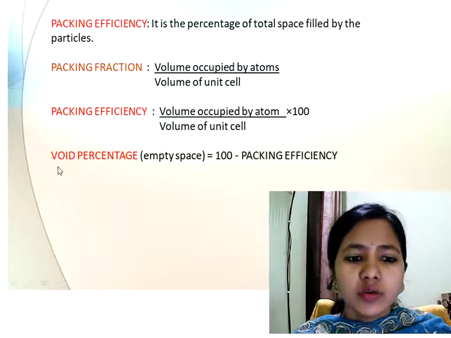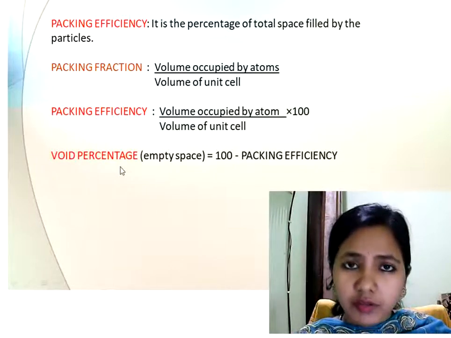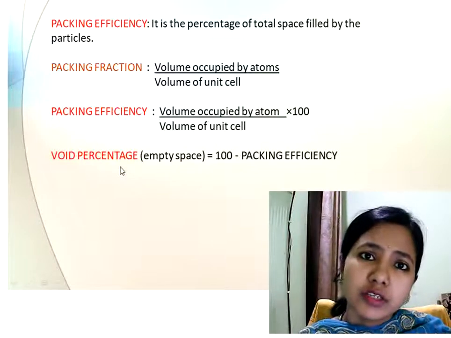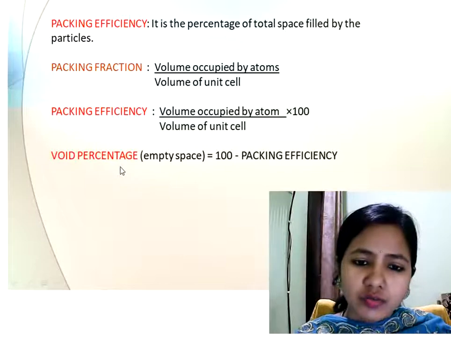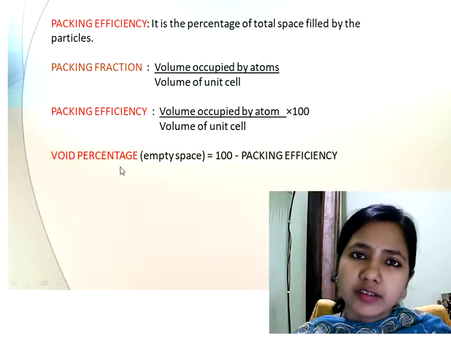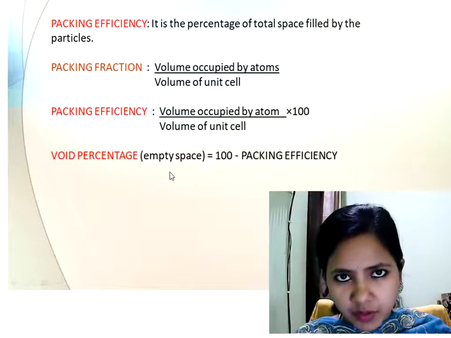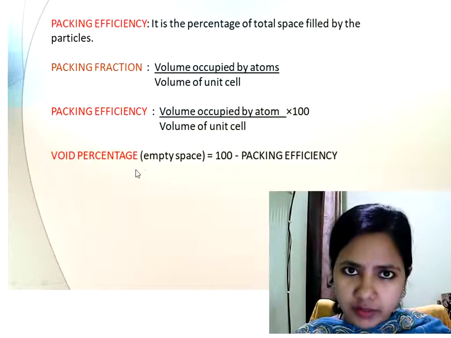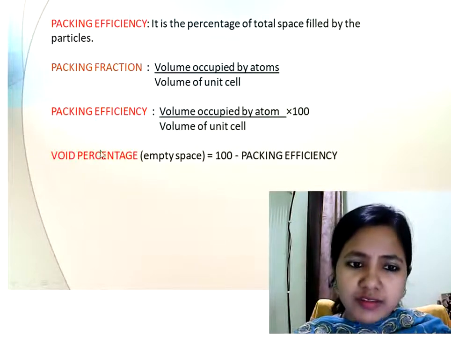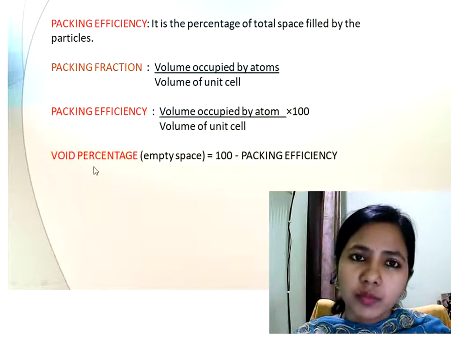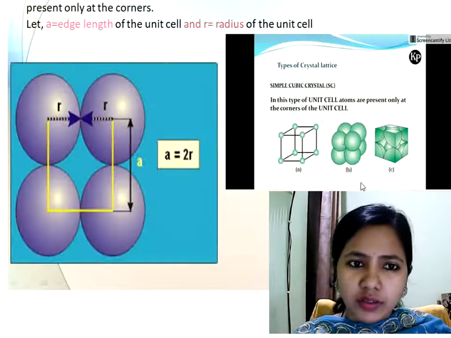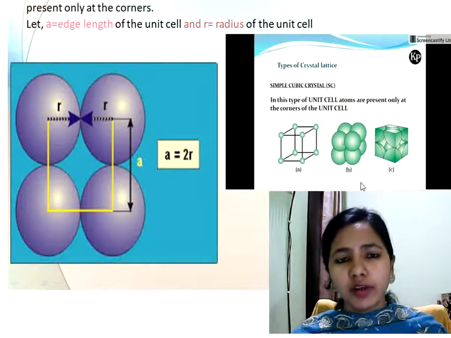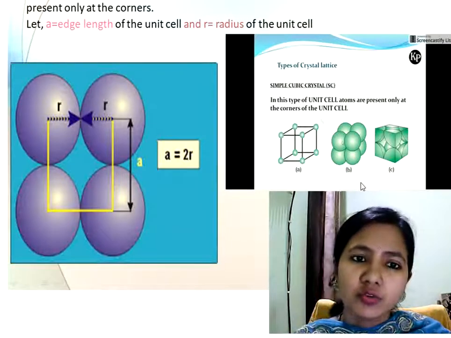Now the next one is void percentage. If we have to find out how much percentage of the space remains vacant or empty in a crystal, we write this formula: 100 minus packing efficiency. We will get the value of void percentage, right? So you have to remember these three because these are going to be very important in solving numericals.